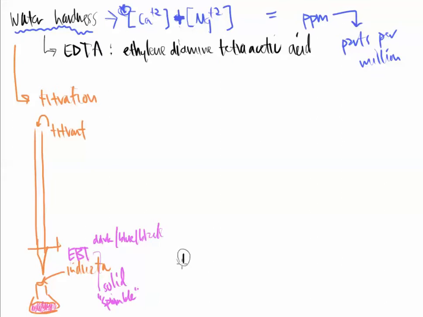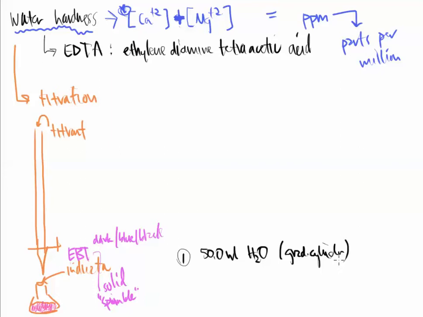Number one, I'm going to measure out about 50 mils of water, whatever water sample or whatever sample I'm given, 50 milliliters of it. This can be a graduated cylinder. It does not have to be pipetted. Not for us, at least.